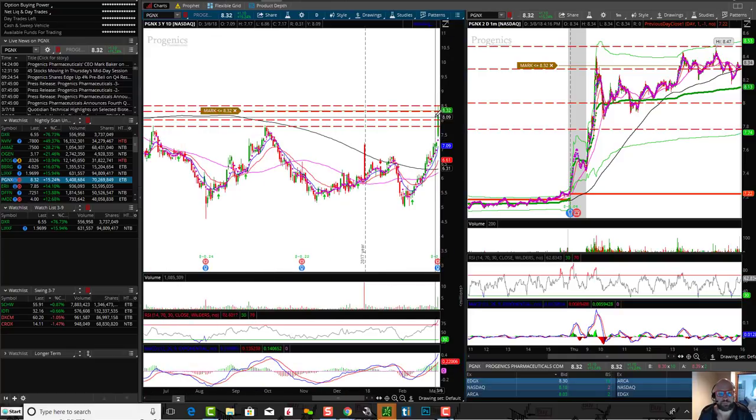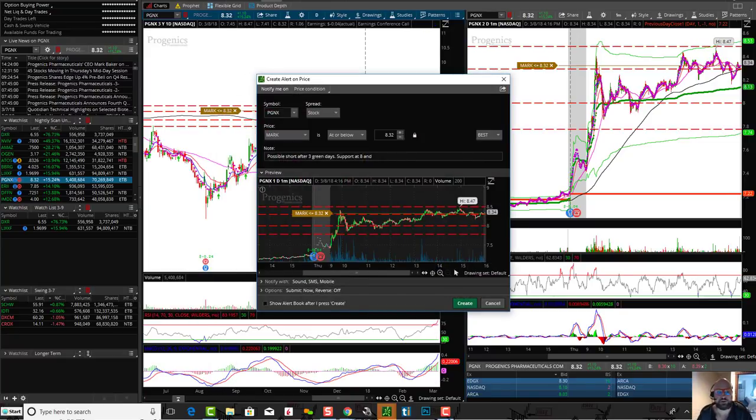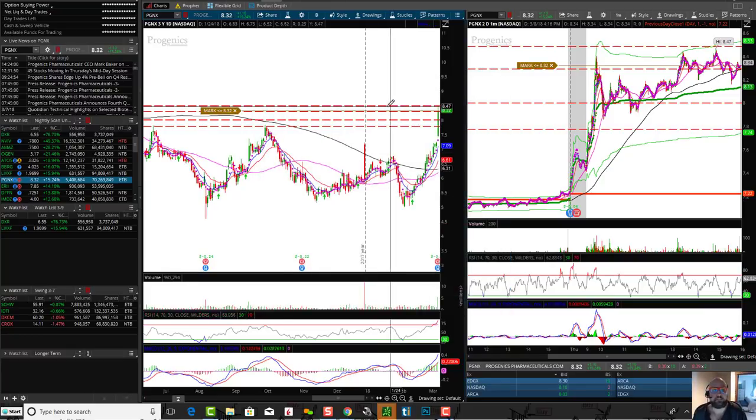So if you short, if price goes up, it rejects down, comes back down, it breaks down through this 8.32. Look to cover at areas like $8 and 7.77. Just the opposite of longing. And 7.77-ish. There we go. Possible short after 3 green days, support at 8 and 7.77-ish. 8.50 resistance. Right at the top of that wick. Boom.